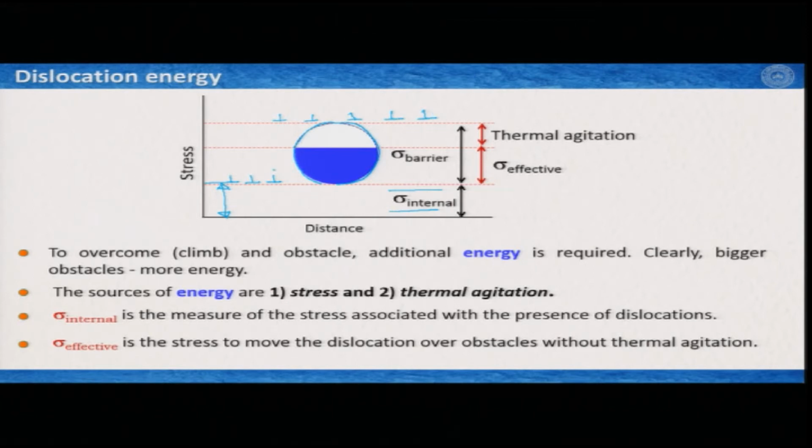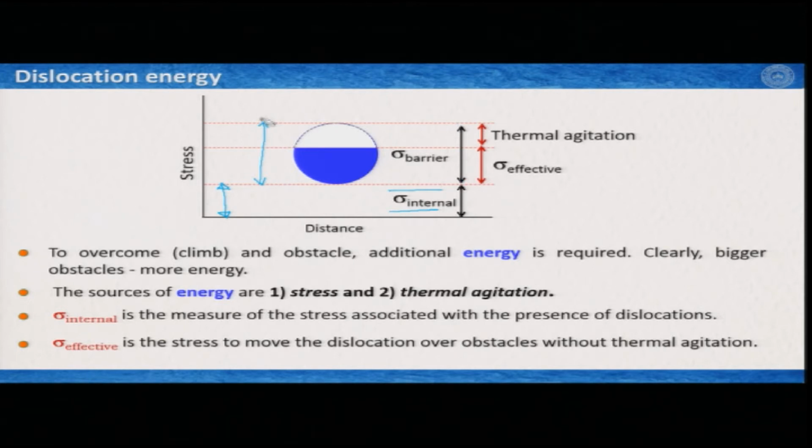Now, we know that this jump from here to here is known as dislocation climb, but where do we get this energy? A part of this energy certainly comes from the stress you are applying. So, clearly you need this amount of stress to climb this obstacle. This is known as sigma barrier.